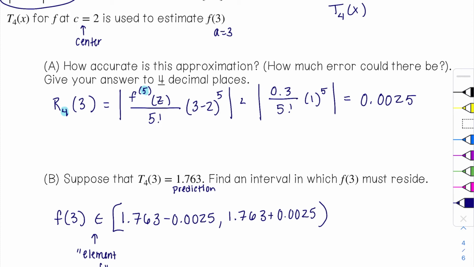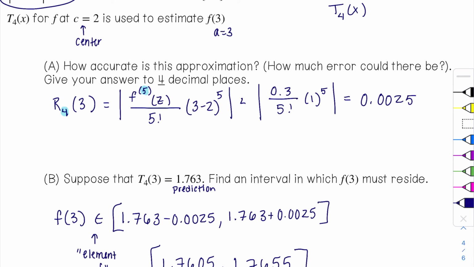So that should be in brackets. So that means that f of 3 is in the interval 1.7605 to, I'm going to switch my minus to a plus, 1.7655. Right, so really not that wide of a window that it has to be in between. So if you were trying to get a good approximation, this isn't a bad one, right? The error is pretty small.